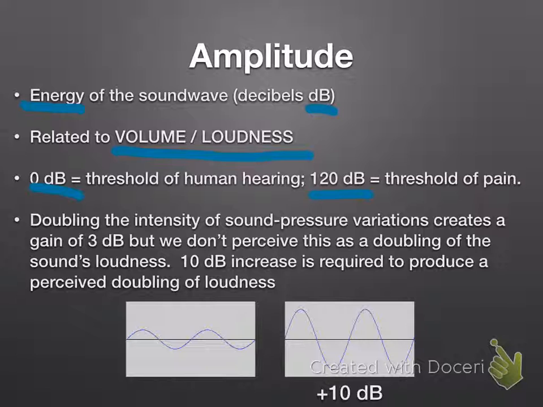Interesting to note, doubling the intensity of the sound pressure variations creates a gain of 3 decibels, but we don't perceive that as a doubling. What we kind of use as the doubling is 10 decibels. So 10 decibels increase gives a perceived doubling of the volume. So here you can see a sound wave, and when I double it, or increase it by 10 decibels, that's where you get the taller wave as opposed to the shorter wave for the softer volume.